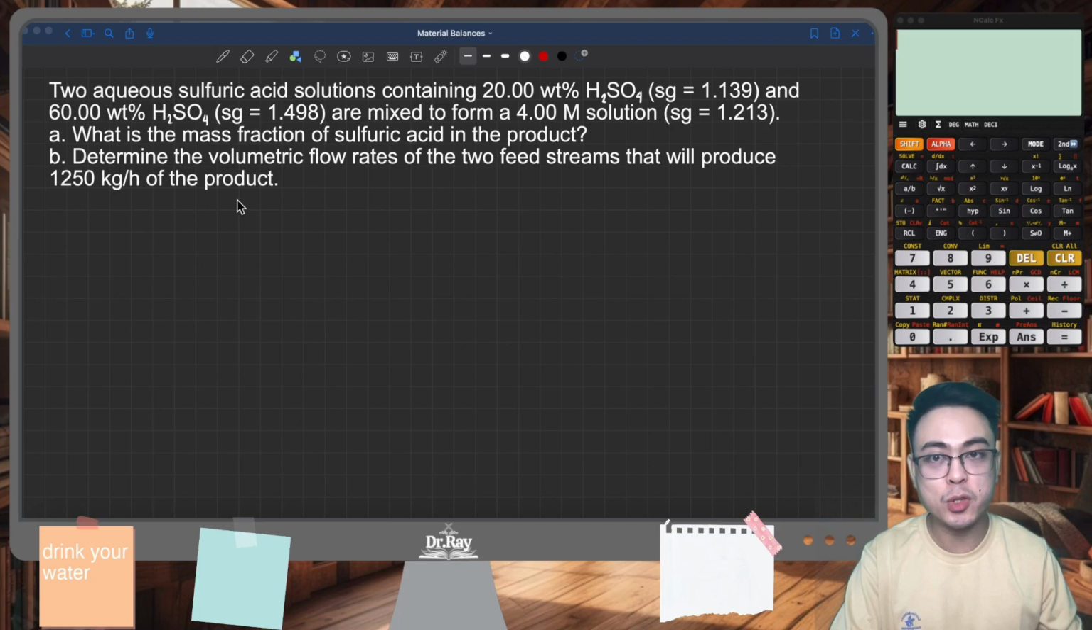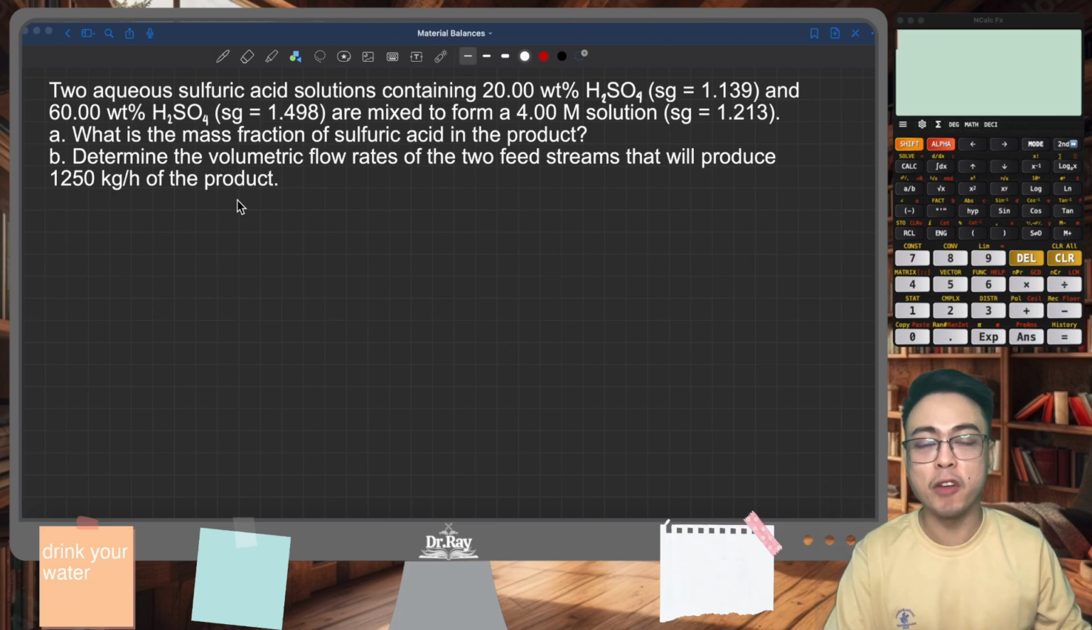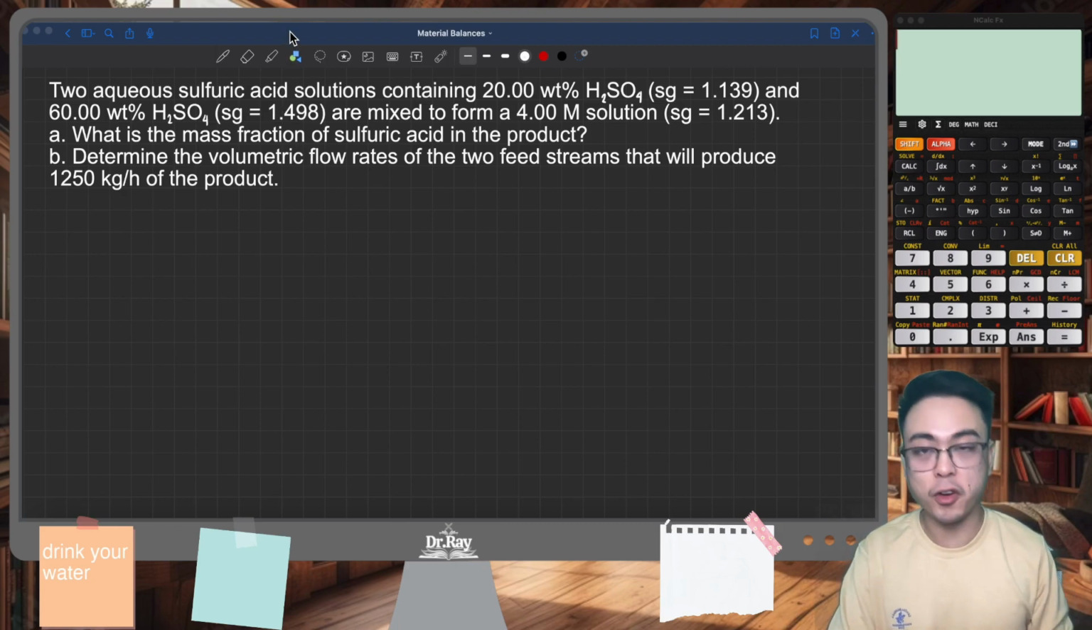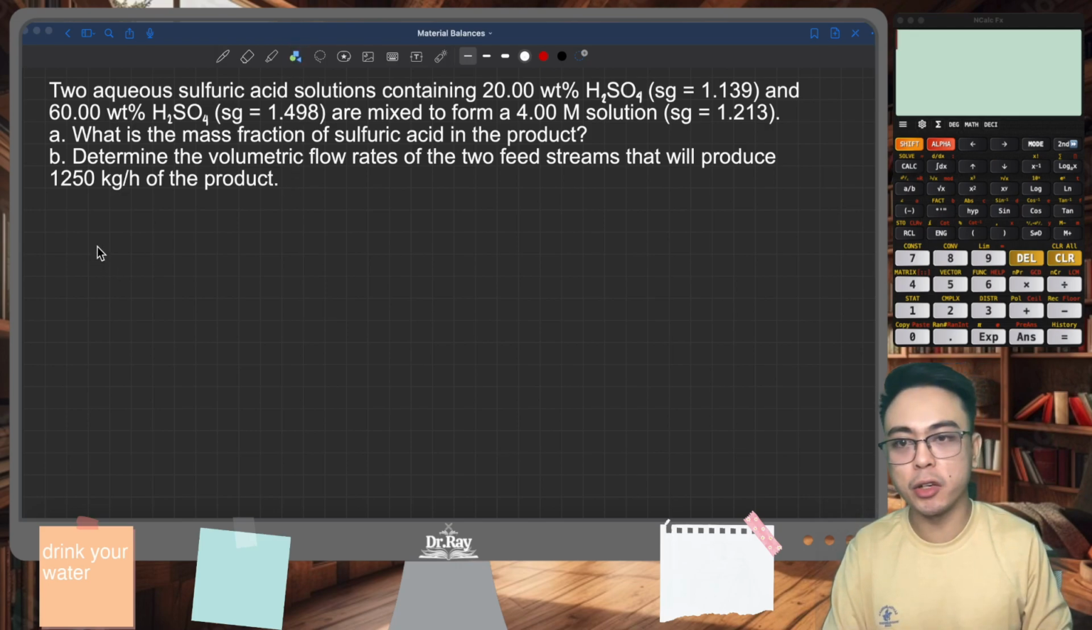The first step in solving this problem is to identify what the process is. We mentioned earlier that this is a mixing process, right? We are trying to mix a weaker sulfuric acid solution with a stronger solution, and a mixing process requires a mixer as its unit. So the second step, after identifying the process, is to draw the diagram.